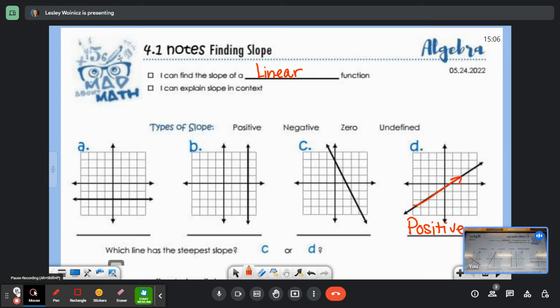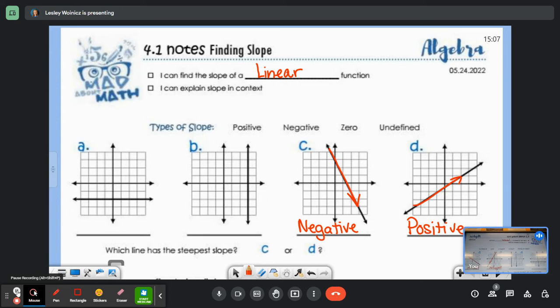Which one's the negative one? C. It is. This is the negative slope. Okay, so when we read it from left to right like we're reading a book, it is decreasing. The function is decreasing, so that's a negative slope. Like if that was your bank account, you'd be real worried.